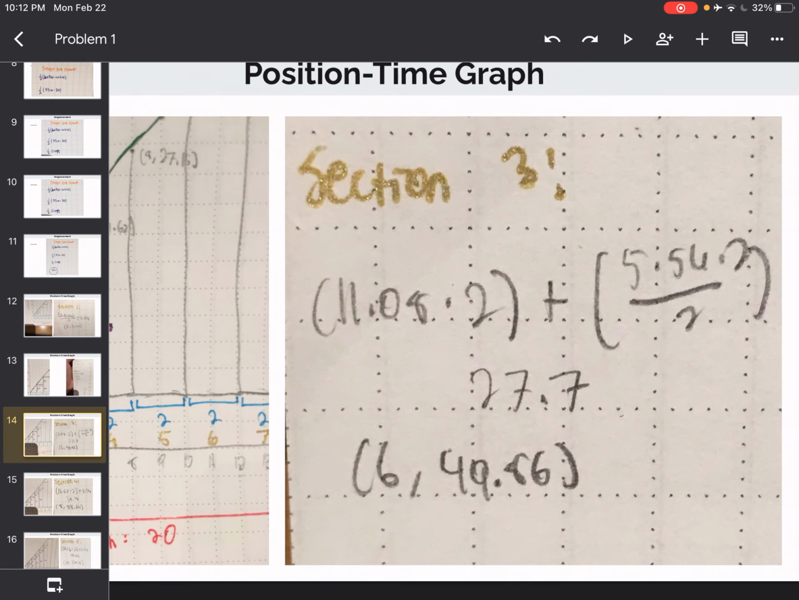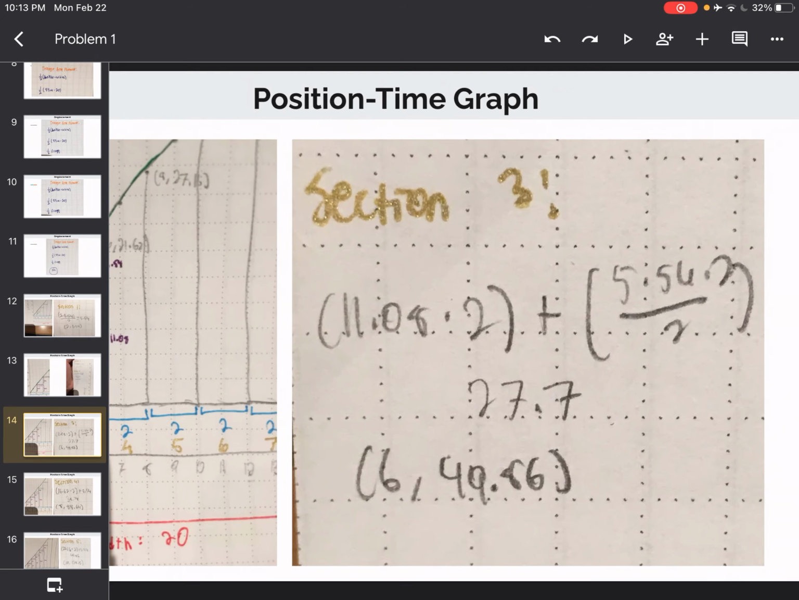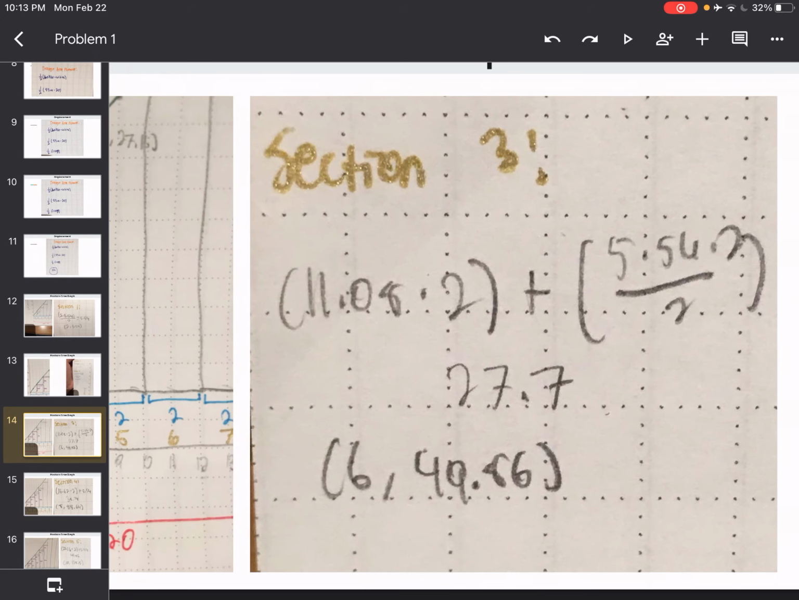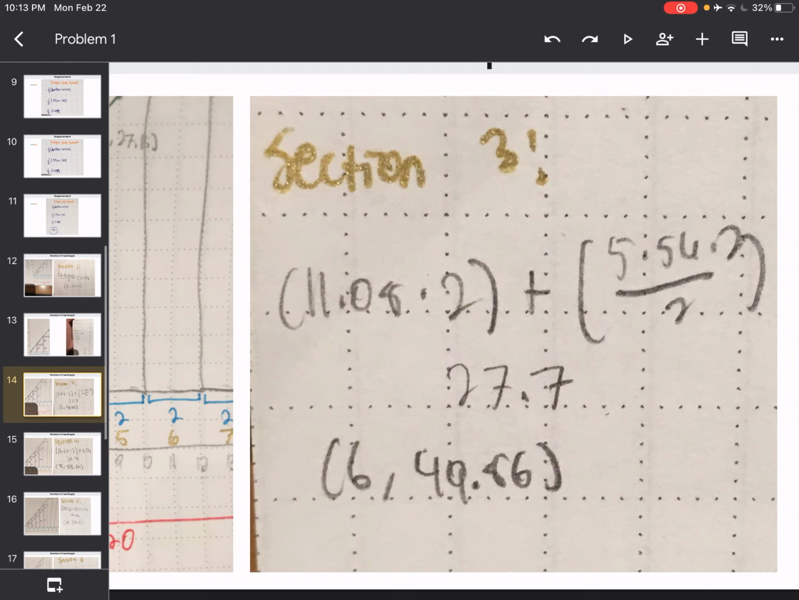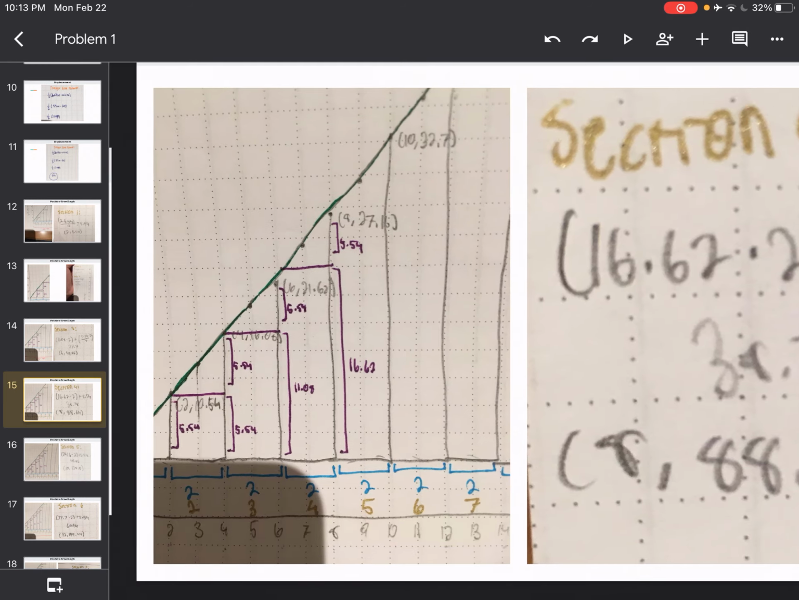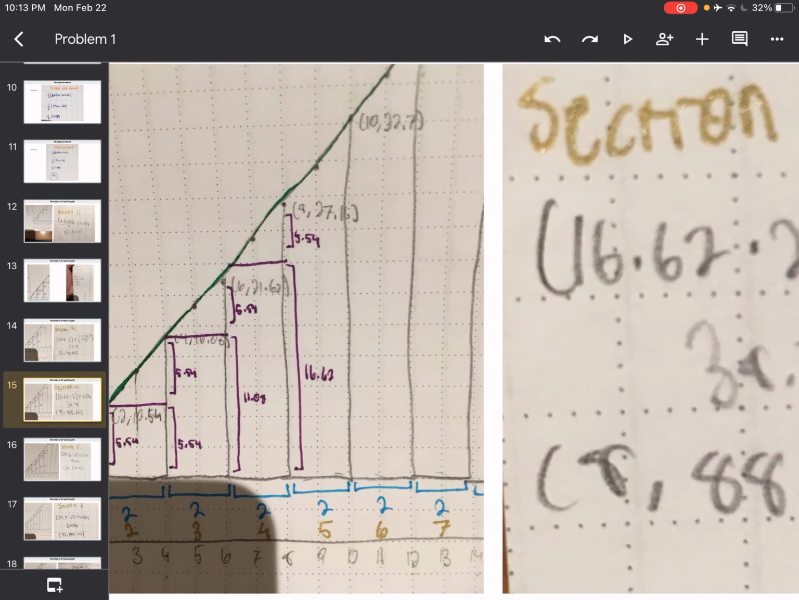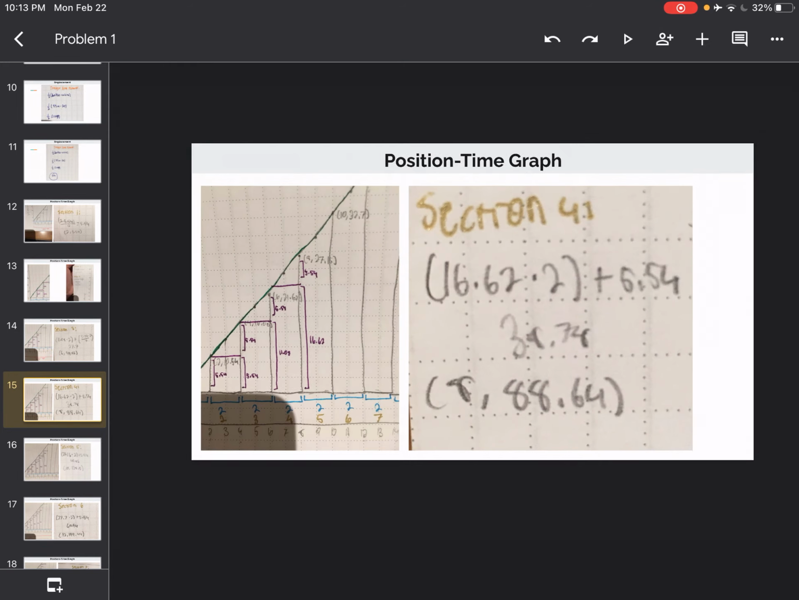So once again, 11.08 times 2 plus 5.54 times 2 over 2 equals 27.7. And then once again, we're adding this area value to all our previous y values. So now our coordinate is 649.86, and this is increasing exponentially if you notice that pattern. So we just keep on continuing this process. Now it's 16.62 as the height, and then we keep on calculating this.